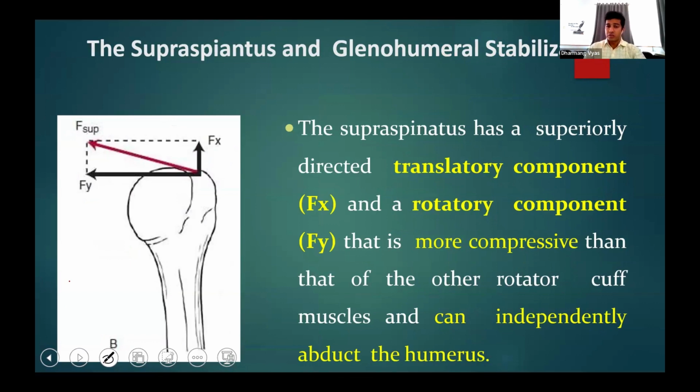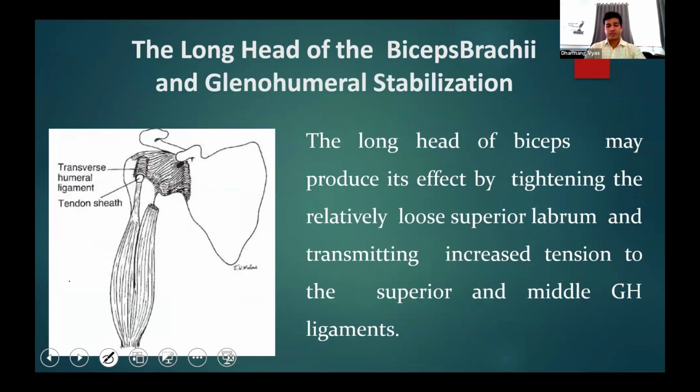at the glenohumeral joint. Coming to the long head of biceps, I told you that recently the long head of biceps has been considered a functional component of the rotator cuff. Why? Because it provides anterior stability. So the long head of biceps may produce its effects by tightening the loose superior labrum and transmitting increased tension to the superior and the medial glenohumeral ligaments. Okay, so the long head of biceps enters into the capsule, attaches over the supraglenoid tubercle, and helps tighten the loose superior labrum, thereby preventing anterior displacement of the head of humerus, because the deltoid comes anteriorly. So what it does is it prevents the anterior translation or shifting of the head of humerus.